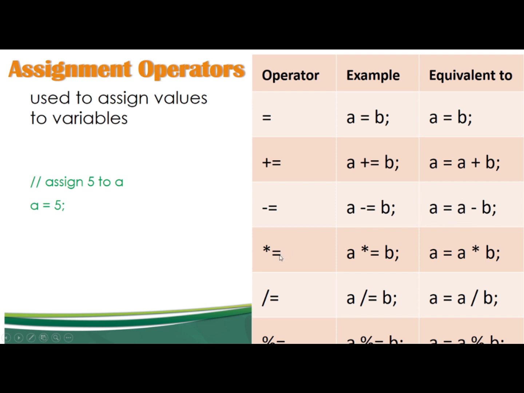Then we have here another assignment operator, asterisk equal sign, asterisk is for multiplication. So, a *= b, terminator, is also equivalent to a = a * b. Slash equal, a /= b, terminator, is also equal to a = a / b. Then the last one is the modulus equal. So, a %= b, terminator, a = a % b naman.